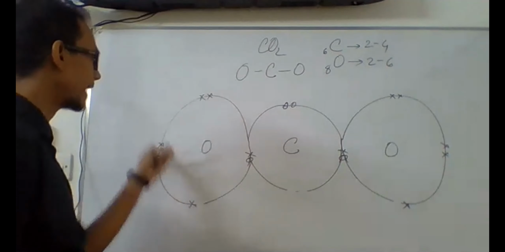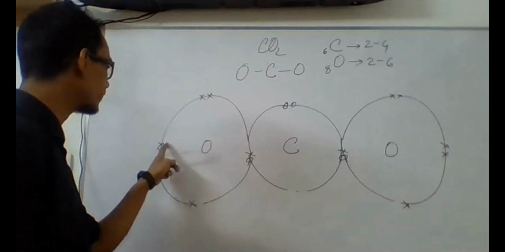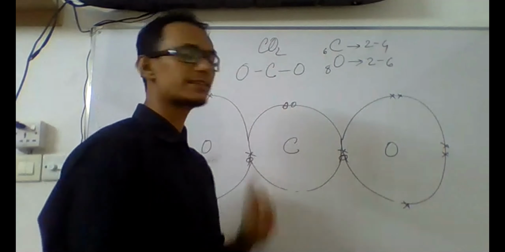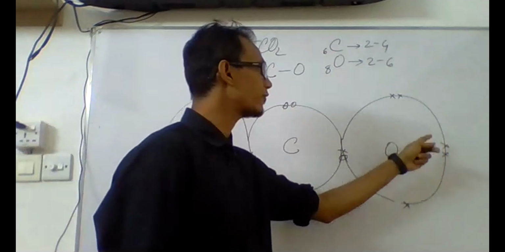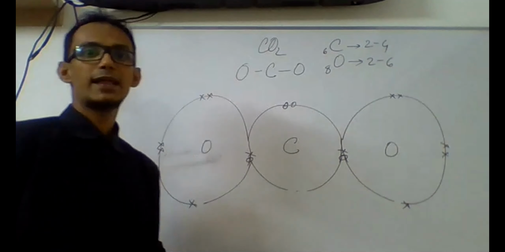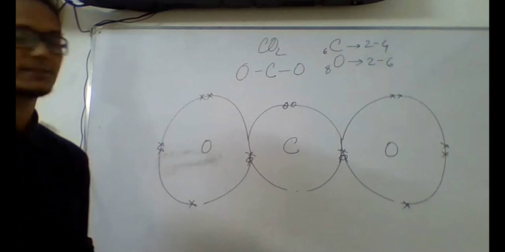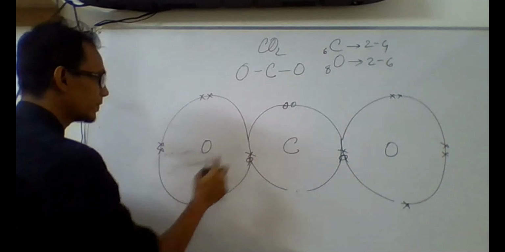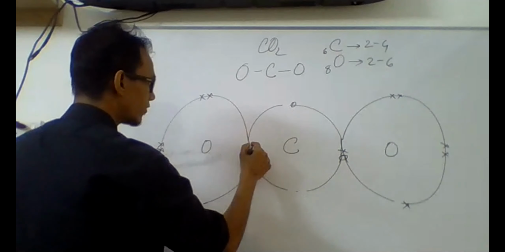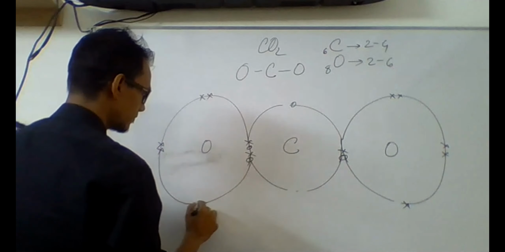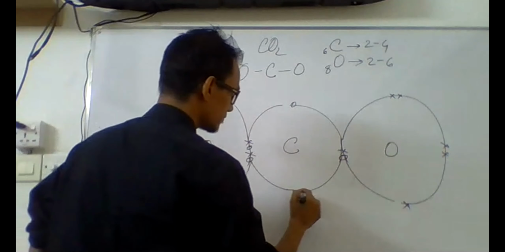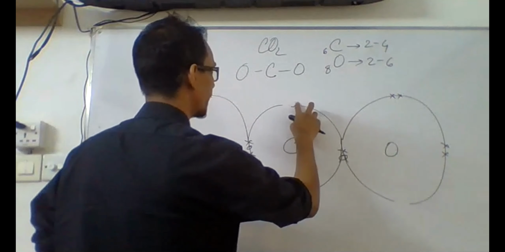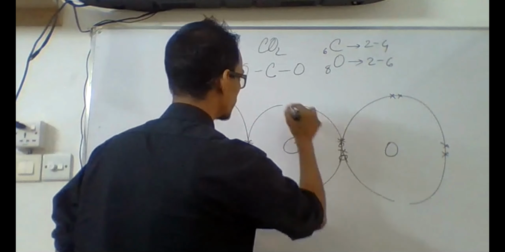Fine. Now, if you count 1, 2, 3, 4, 5, 6, 7; 1, 2, 3, 4, 5, 6; 1, 2, 3, 4, 5, 6, 7. None of them fulfills their outer shell yet. So what will we do? Carbon is discussing with oxygen. Let us share another pair. So 1 dot and 1 cross, 1 dot, 1 cross, the dot cross.